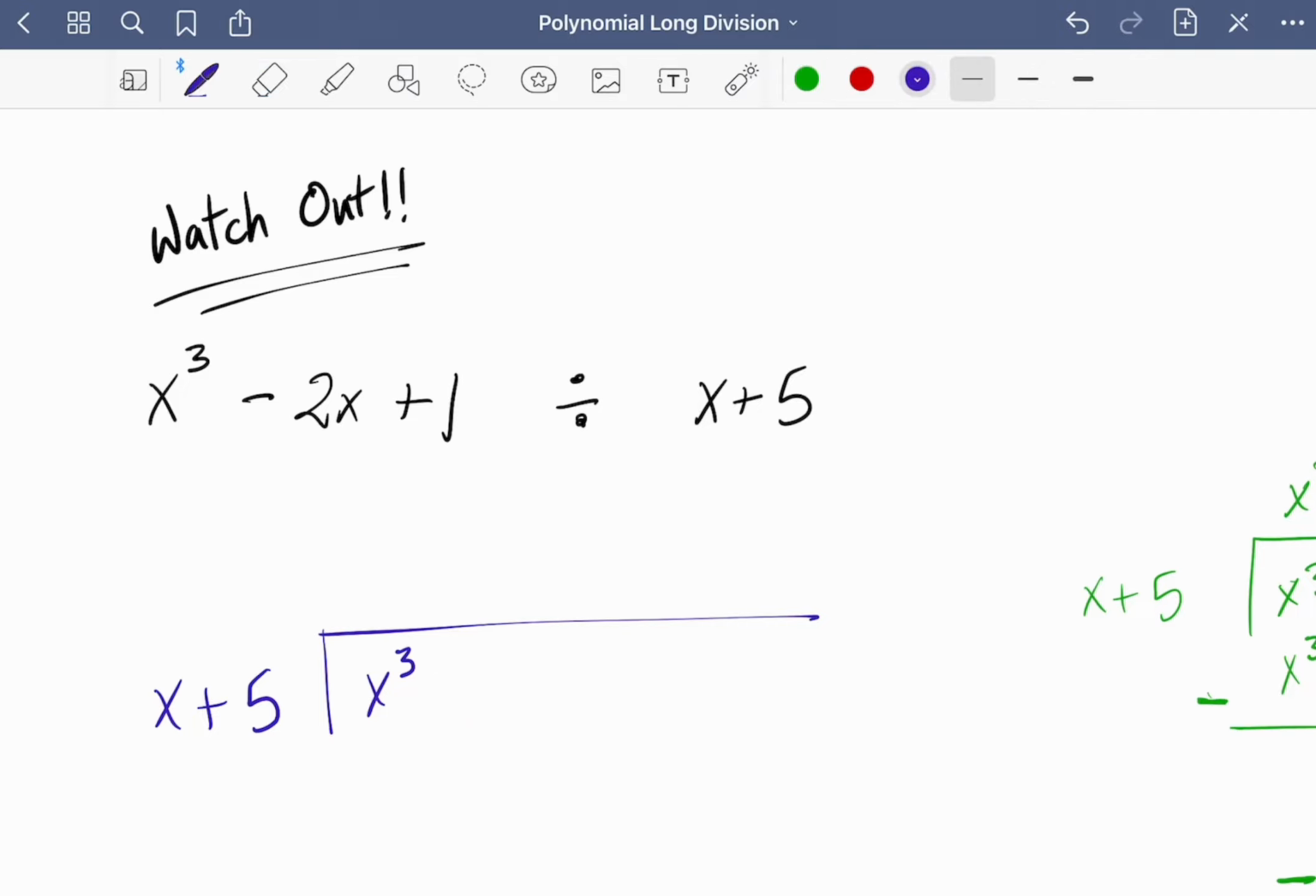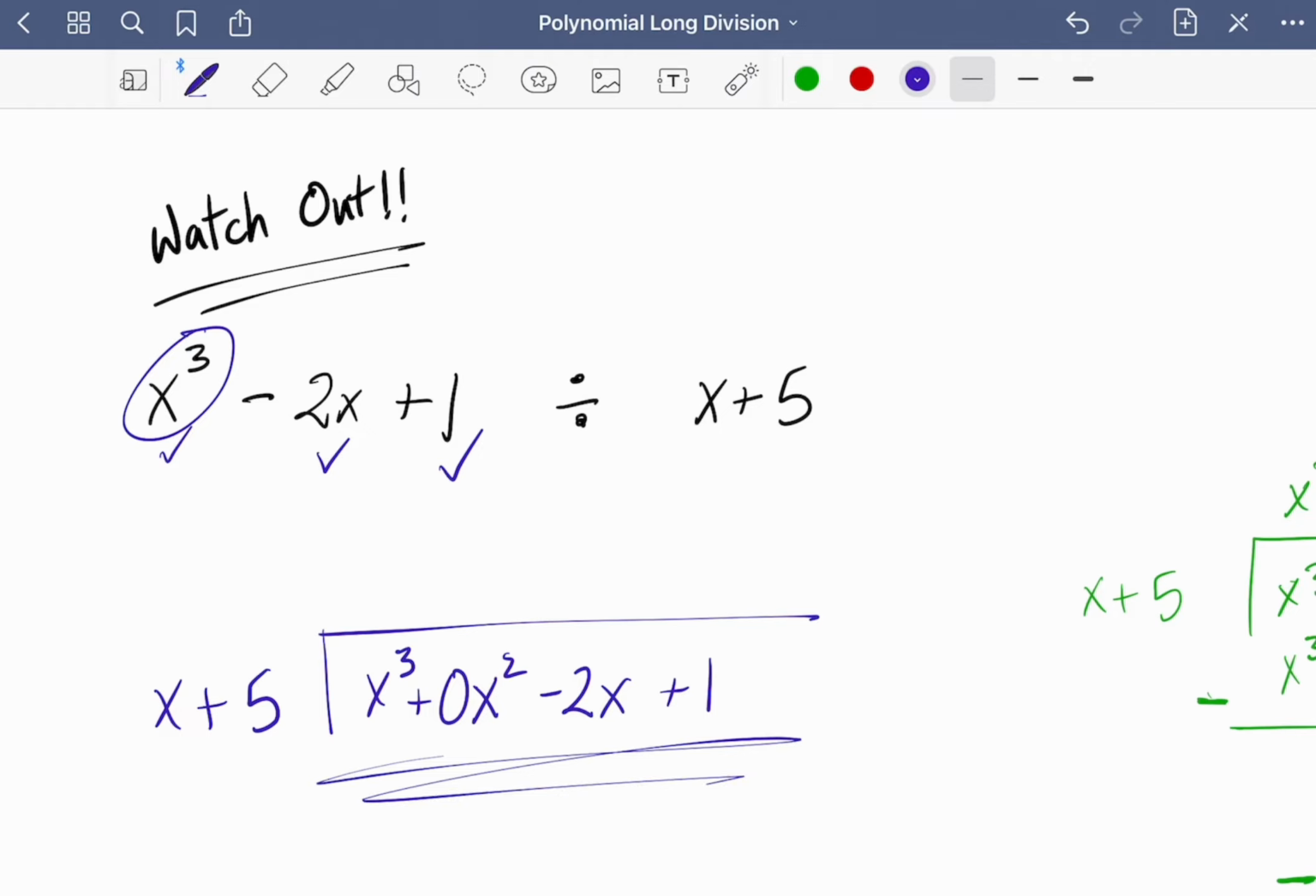So here's what that would look like. X to the third, we got that. Next should come x squared, but there is no x squared here. So what do we do? We put a 0 x squared in our setup. All right, next would be just a plain old x. We do have that, so now we'll write minus 2x. All right, we got that. And then next comes our constant, which is just a plain number, plus 1. We got that. This is how you should set up a problem, even when you're missing some of your exponents. So always really pay attention to that.